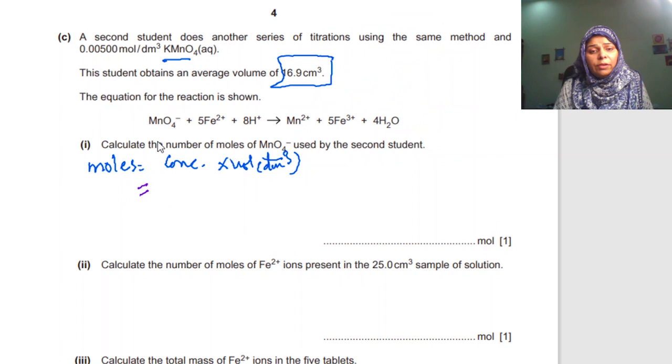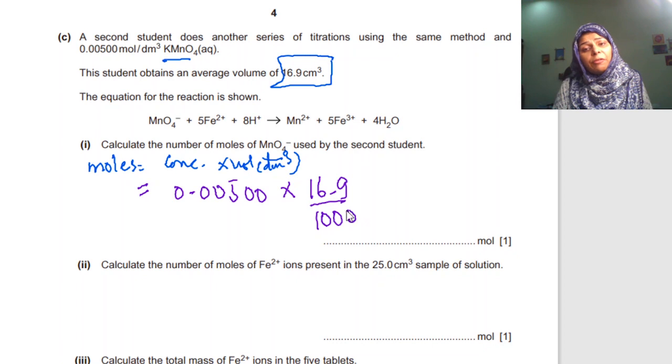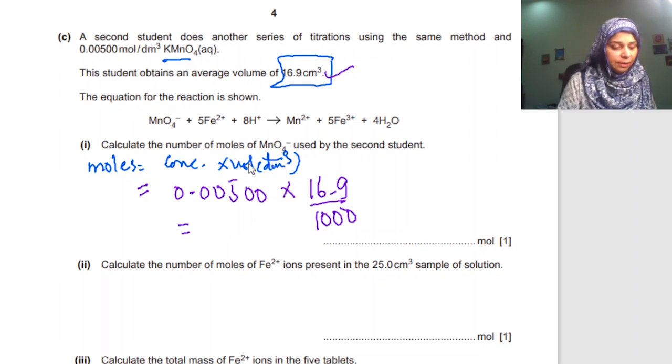Okay, here I will write the concentration given, 0.00500, multiplied by the volume which we will use, 16.9, divided by 1000, because we have to convert this centimeter cube into decimeter cube. So I will convert 16.9 divided by 1000 to convert it into decimeter cube and multiply with the concentration. So after multiplying with the concentration we will get the answer.